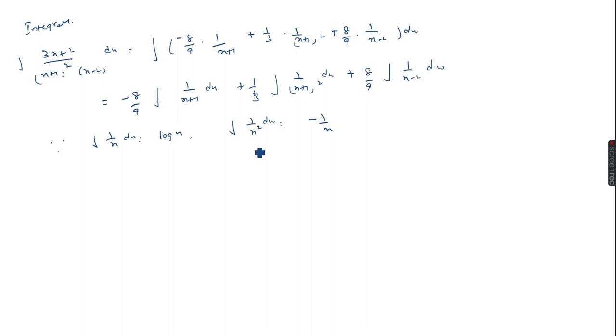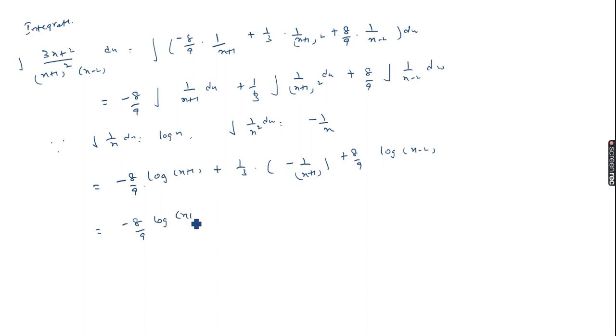Okay, so therefore it can be written as minus 8 by 9 into log of (x plus 1) plus 1 by 3 into integration of this, which is nothing but minus 1 by (x plus 1), plus 8 by 9 into log of (x minus 2). So finally we get that minus 8 by 9 log of (x plus 1) minus 1 by 3 into 1 by (x plus 1) plus 8 by 9 into log of (x minus 2).